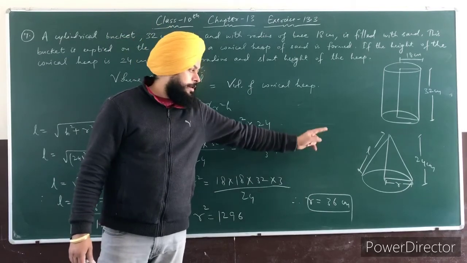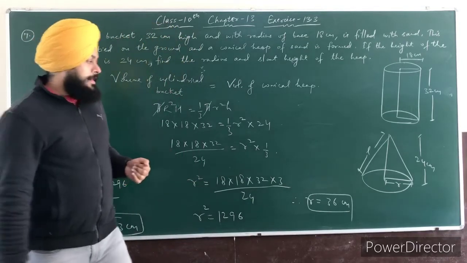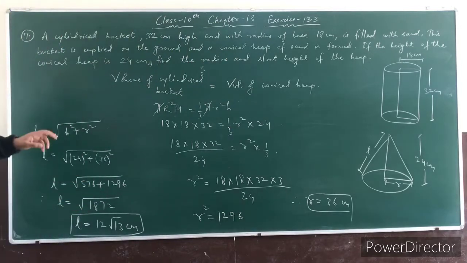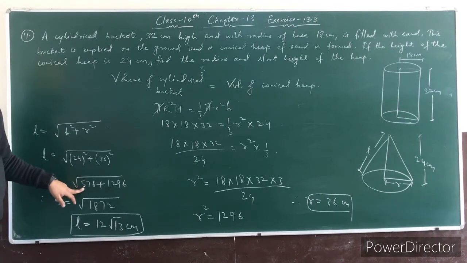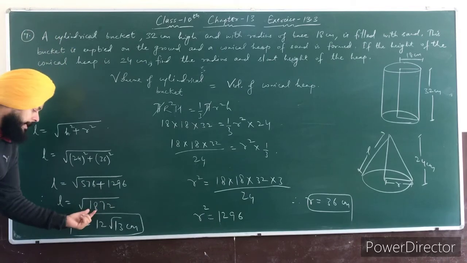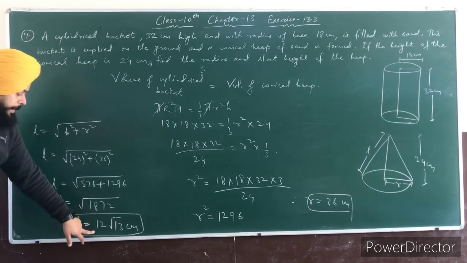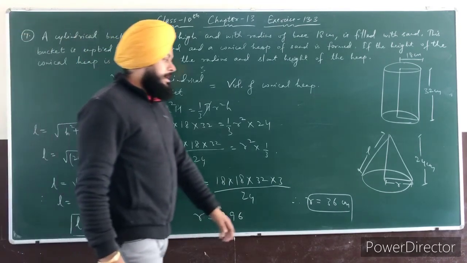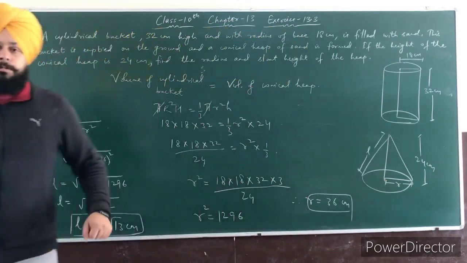So the radius of this conical heap is 36 centimeter. Now we have to find its slant height. So the slant height is equal to the under root h square plus r square. Height of conical heap is 24 and the radius is 36. So 24 square is 576 and 36 square is 1296. So on adding this we will get 1872, and its root is 12 root 13 centimeter. Clear? So 12 root 13 centimeter is the slant height of this conical heap, and the radius is 36 centimeter. So this is your question number 7.